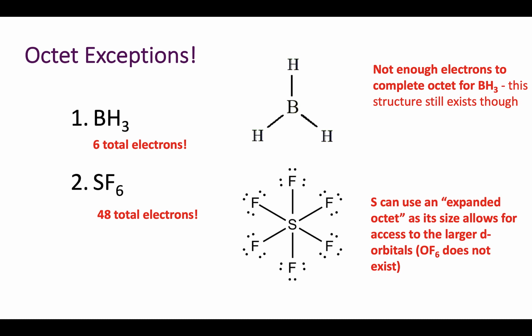Oxygen is not close enough, right? And so that is just way too far above where oxygen holds its electrons, and therefore, even though oxygen is in the same group as sulfur, OF6 does not exist because it's not able to access this expanded octet.